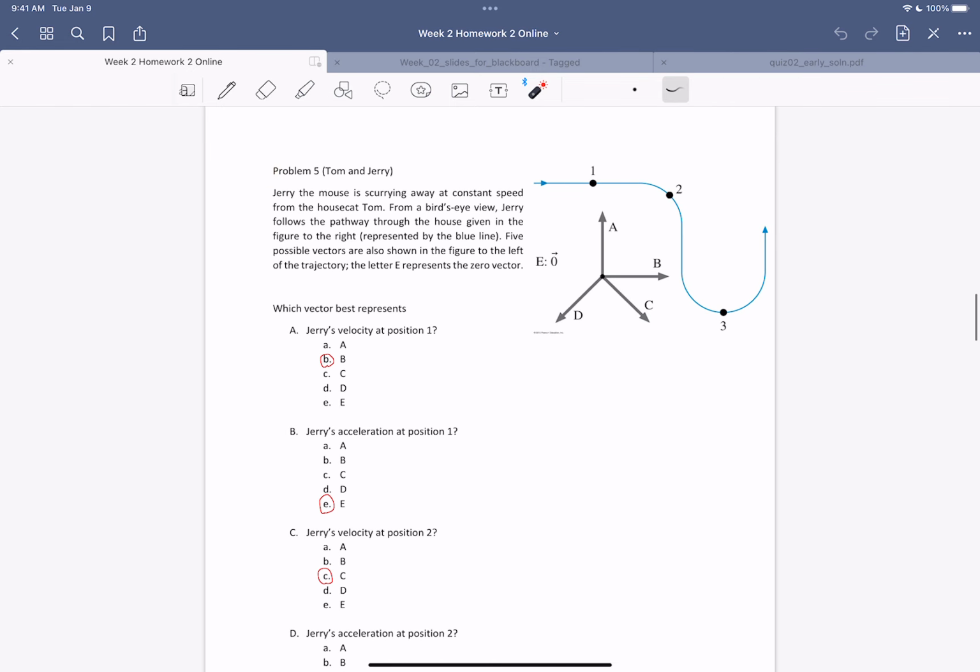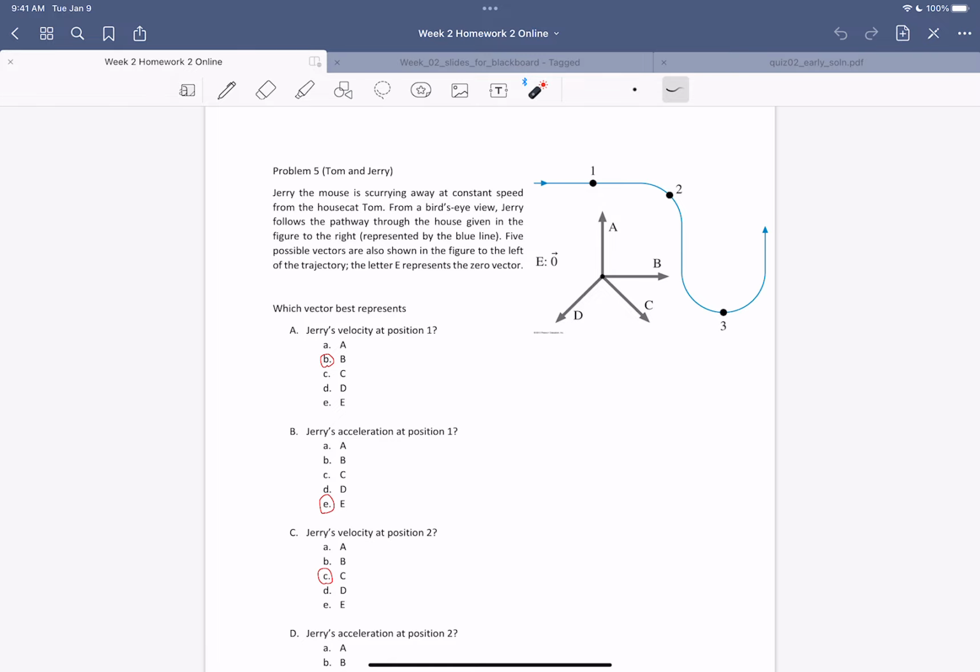Problem 5 is very, very important for building a conceptual understanding of how velocity and acceleration relate to each other on the path. So velocity is always tangent to your direction of motion. So for position 1, for example, I'm moving to the right, so my velocity is going to be tangent to the position, so it would just be moving to the right there. Now, my acceleration at position 1 would be 0.